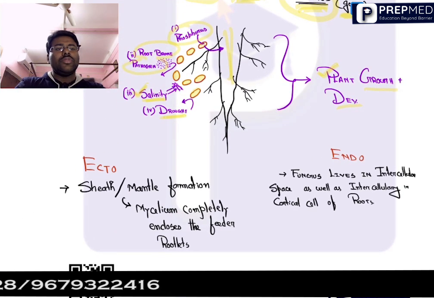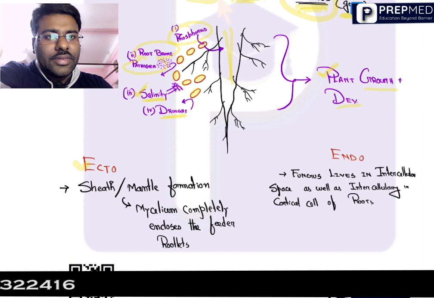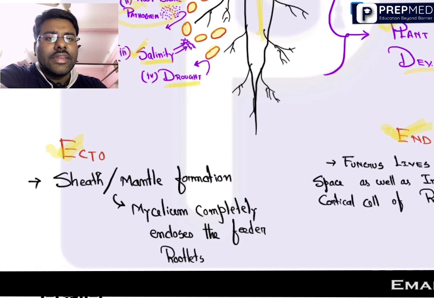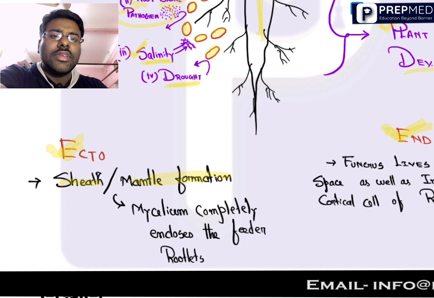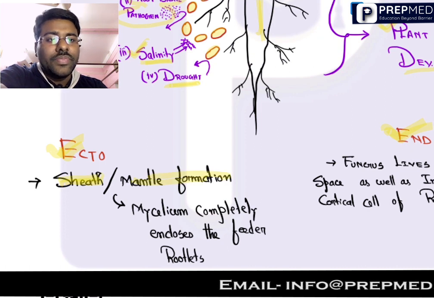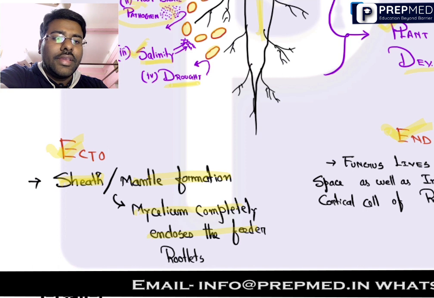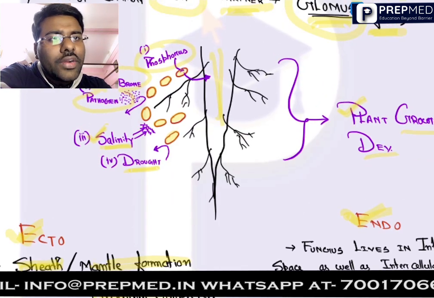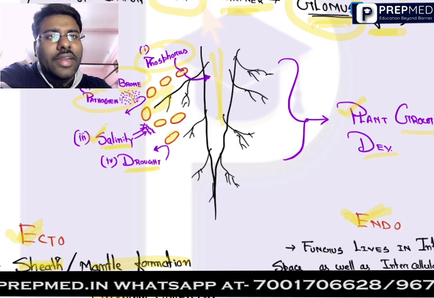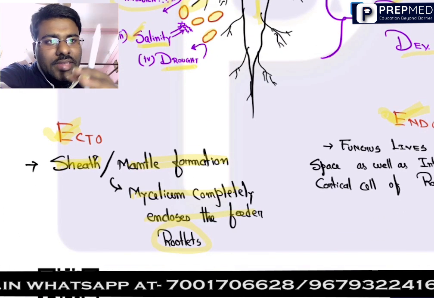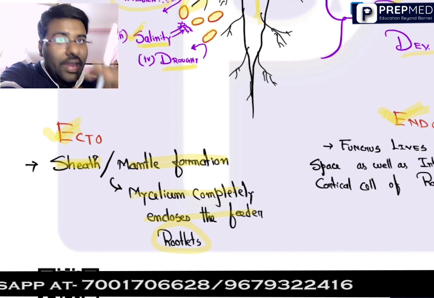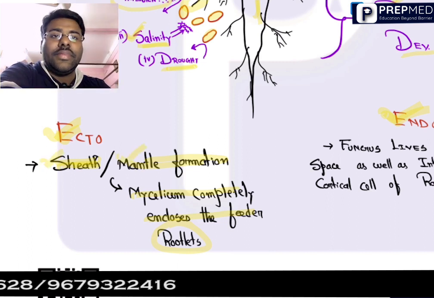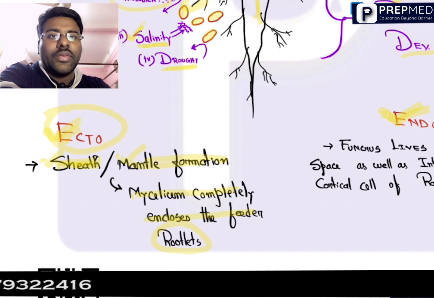Okay, coming to the endo and ectomycorrhiza. Coming to the ectomycorrhiza, the most important thing is that sheath or mantle formation is seen. The mycelium completely encloses the feeder rootlets. What are the feeder rootlets? They are the feeder rootlets, and the mycelium of the fungus encloses the feeder rootlets completely and makes a sheath or mantle. This is seen in the ectomycorrhiza.